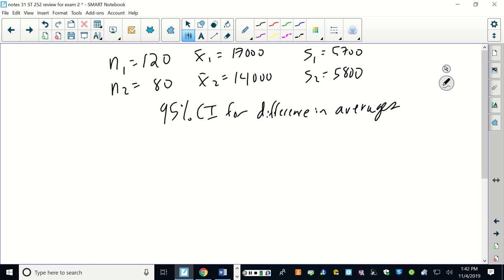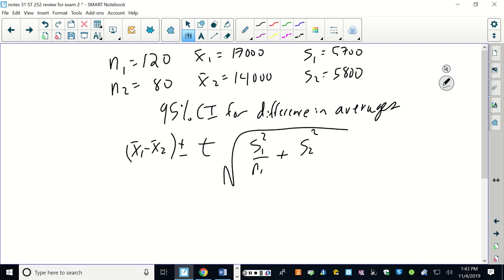So the other way you could use the two-sample t formula for getting a difference. That one was x bar 1 minus x bar 2 plus or minus a t value and then the standard error. You could do s1 squared over n1 plus s2 squared over n2. And again, the degrees of freedom, if you're not making them equal, it's a little question of what do you use. But let's use a t value about 2.0.